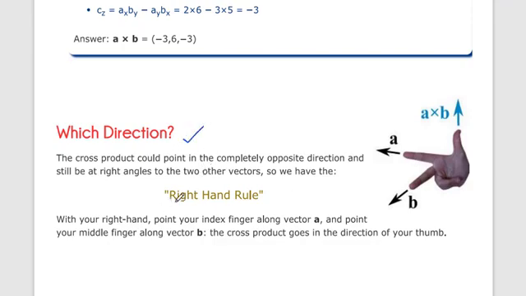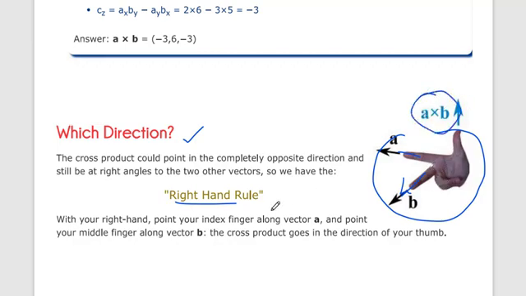Which direction? You can use the right hand rule. If a is in this direction and b is going in this direction, what will be the direction of A cross B? It will always be along our thumb. So this is the right hand rule.